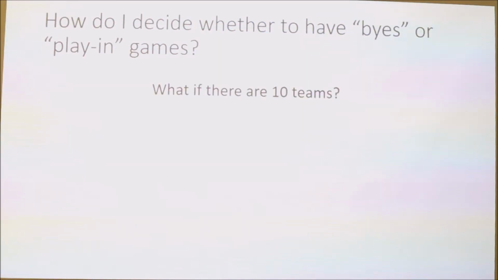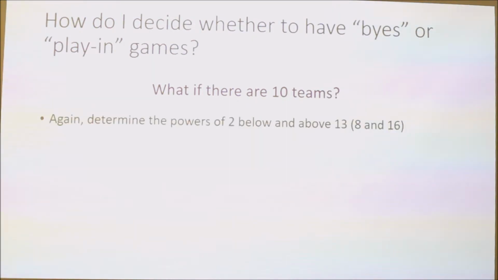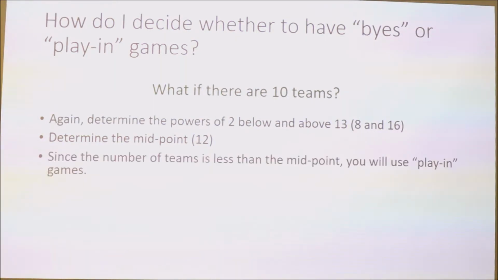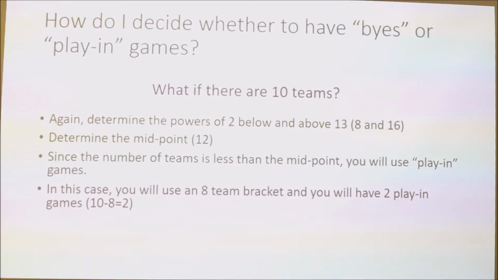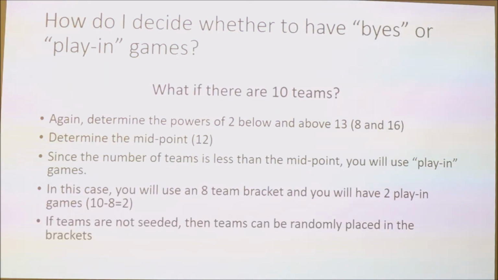So again, bye or a play-in. What if there's 10 teams? Again, the powers of 2 above and below, and you get the midpoint of 12. And this says above and below 13, but we're dealing with 10 this time. Ignore that. Since the number of teams is less than the midpoint, you'll use a play-in game. In this case, you're going to have an 8-team bracket, and you'll have 2 play-in games. You take the 10 teams minus the 8-team bracket, and you end up with 2 play-in games.